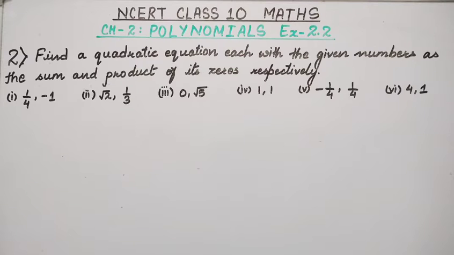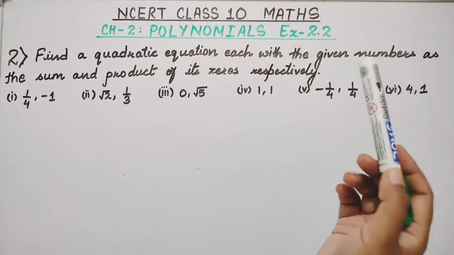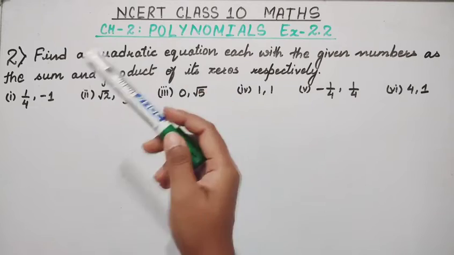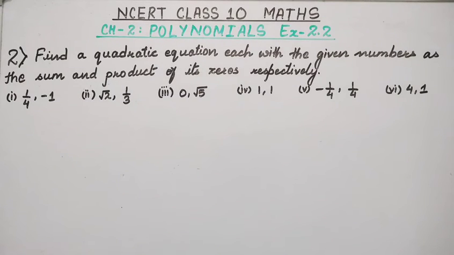In the previous video, we completed question number 1 of exercise 2.2 of chapter 2 Polynomials of the NCERT class 10 mathematics book. In this video, we will be covering question number 2. So let's start. Let us first understand what the question says.